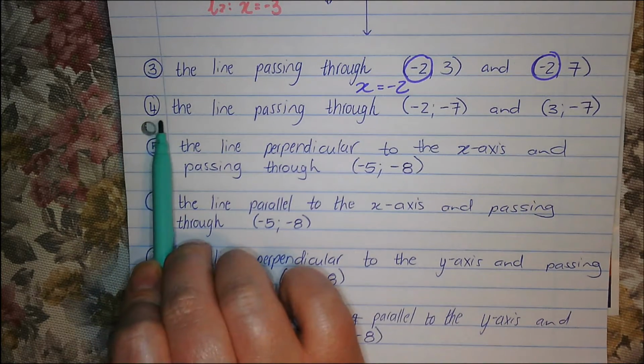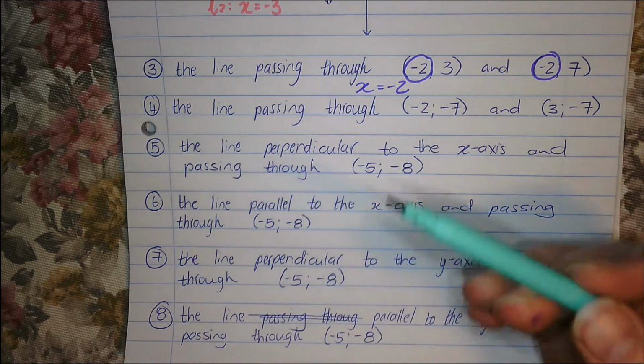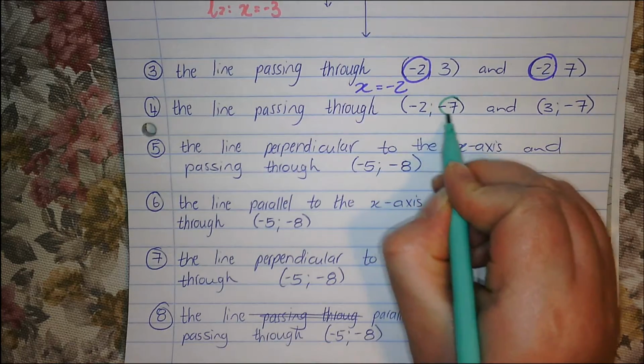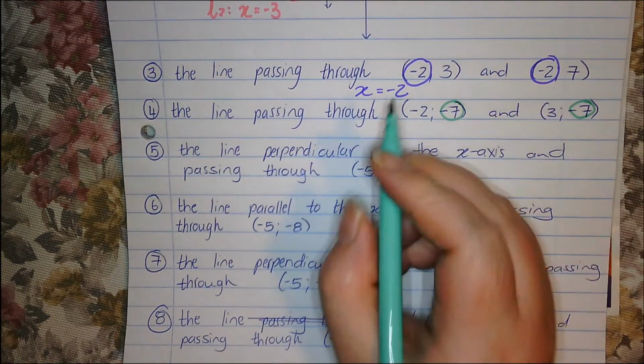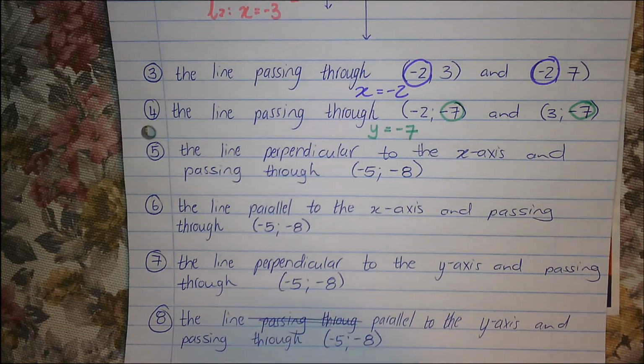Similarly, for number 4, when you have verbal instructions like this, the first thing that you want to do is compare the coordinates. Is there something special? The y value and the y value is the same. It's y equal to negative 7, and that's it. That's your equation for these two lines.